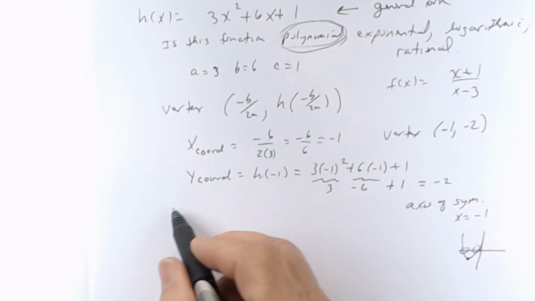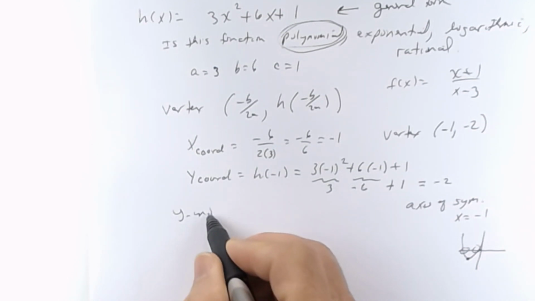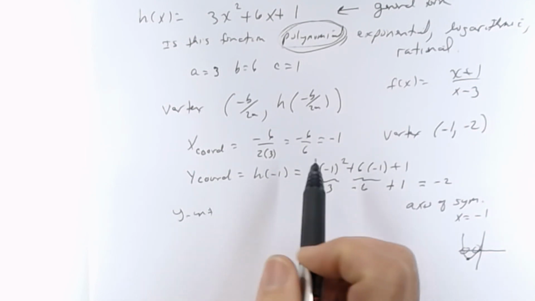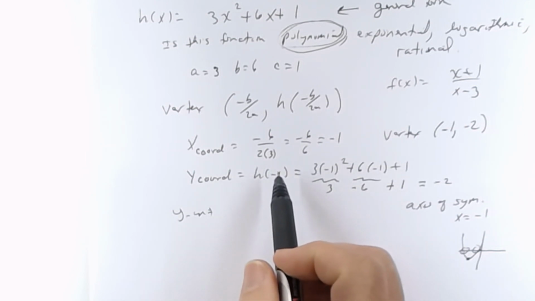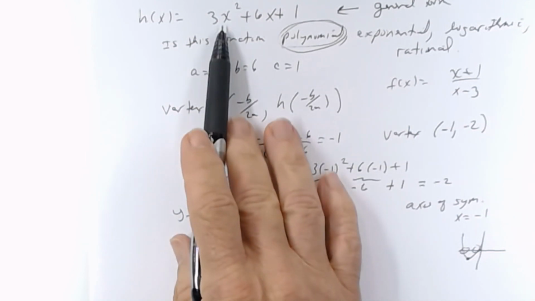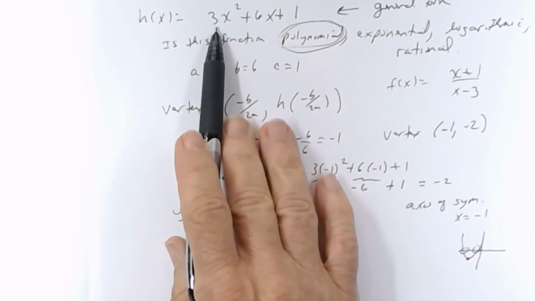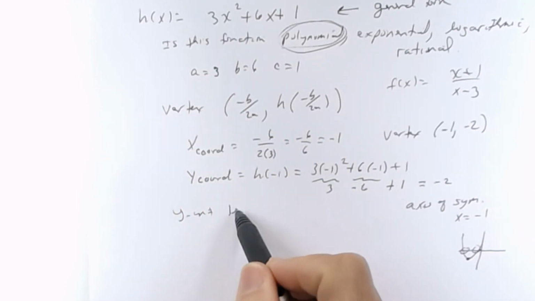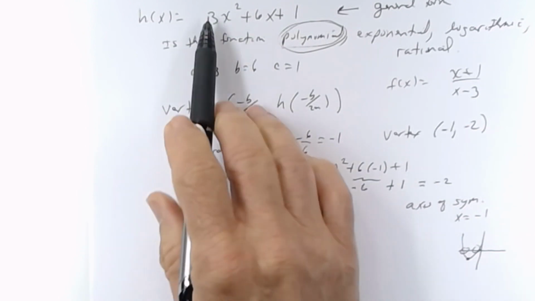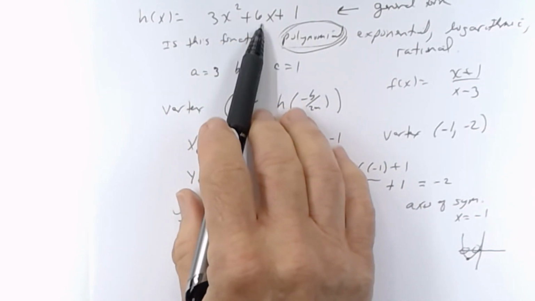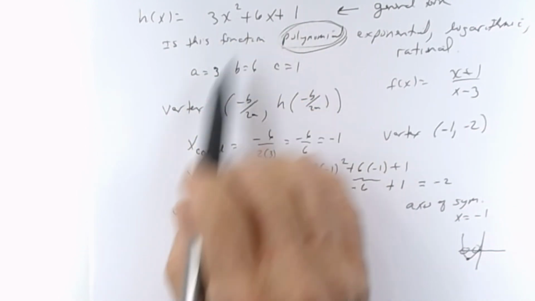So let's find it. First of all, let's find the y-intercept. The y-intercept's easy. What's the y-intercept here? 1. You let x be 0. It's your constant. When x is 0, we're going to find a y-intercept. 3 times 0 squared is 0. 6 times 0 is 0. What's left? 1.